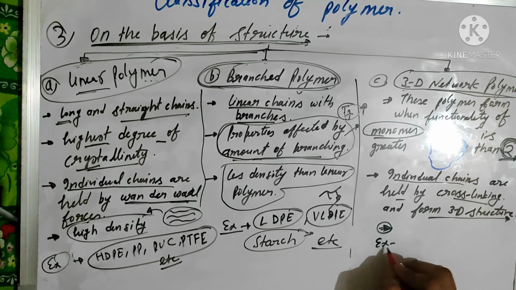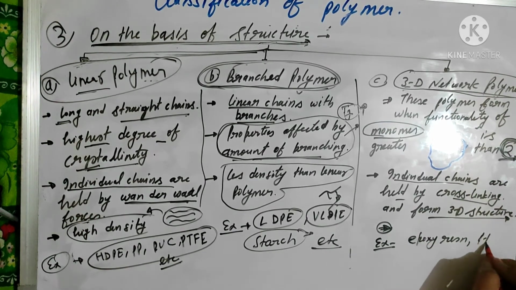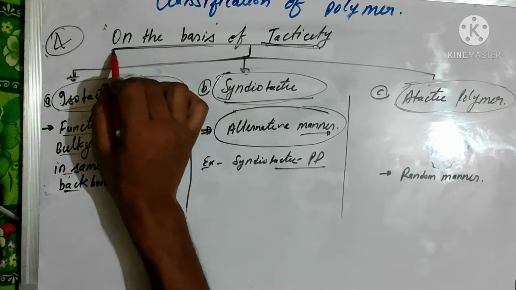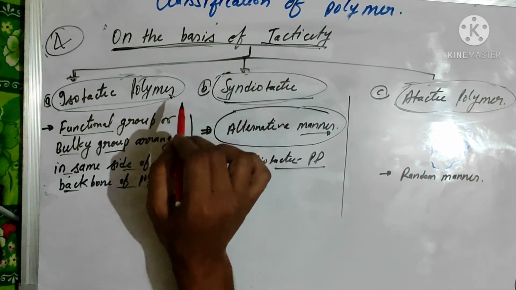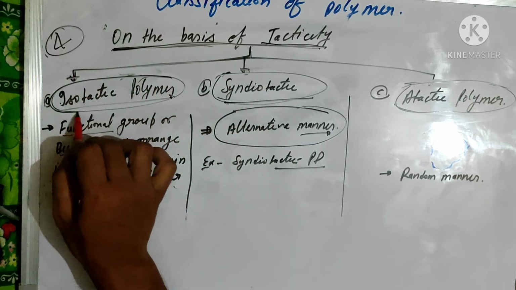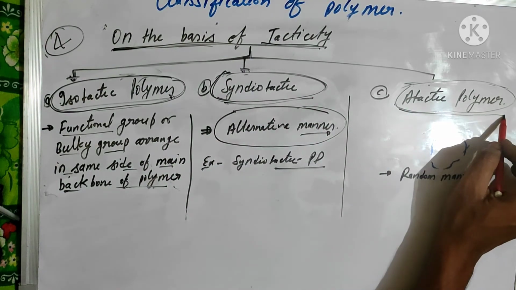Some examples of this polymer are epoxy resin, phenol formaldehyde resin, urea formaldehyde resin, melamine formaldehyde resin, and more. The classification of polymer on the basis of tacticity. The polymer is categorized into three types on the basis of tacticity. First is isotactic polymer, second is syndiotactic polymer, third is atactic polymer.